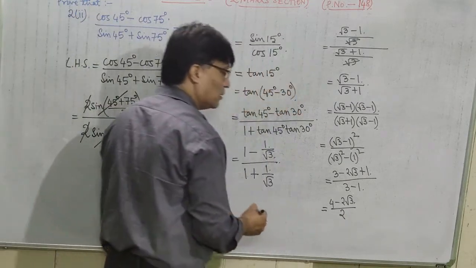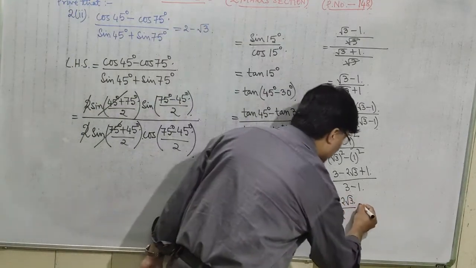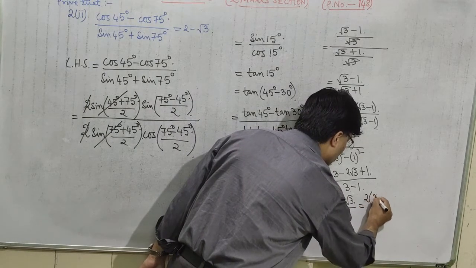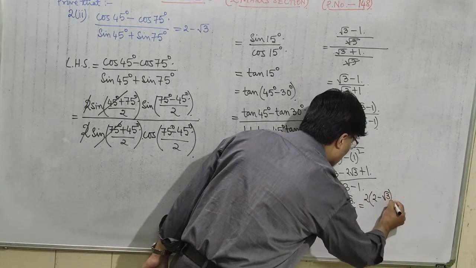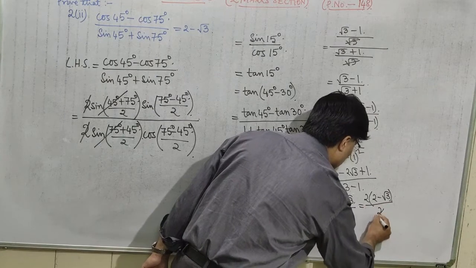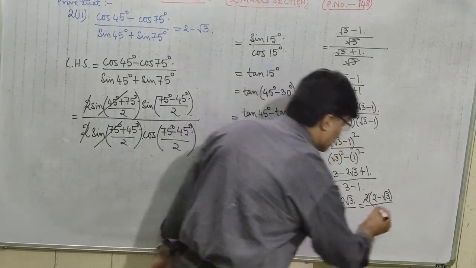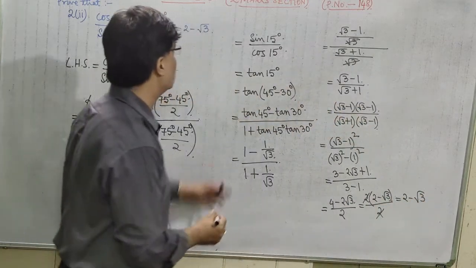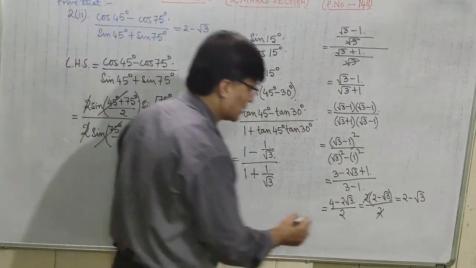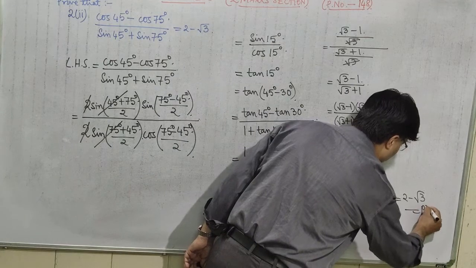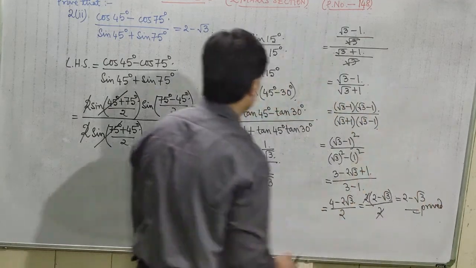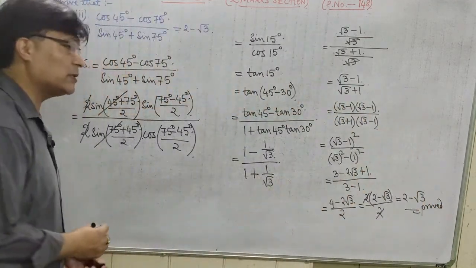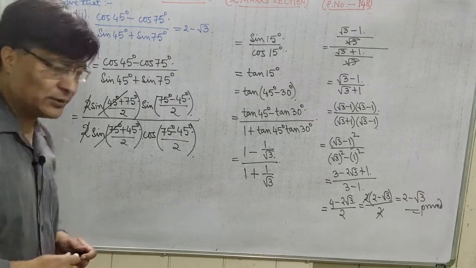So now you can simplify it further. In the numerator 2 is common. This is 2 times (2 minus root 3) divided by 2. Here 2 gets cancelled. So what is the answer now? Which is equal to 2 minus root 3, which is equal to the right hand side. That is proved. Okay, so you can copy it. Now we'll do the next question.